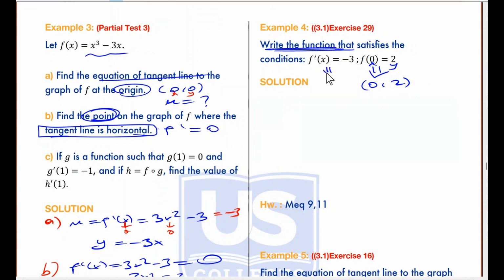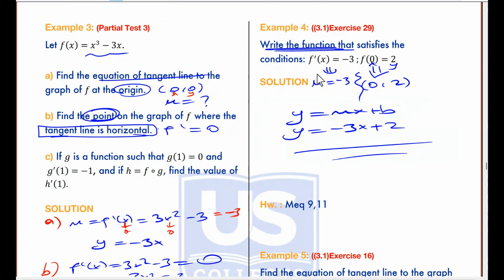So what does this derivative represent? That derivative represents the slope. So my slope is given as negative 3. So I know my slope, I know my point, so I can write the equation. It's the y-intercept, by the way. I will use the y equals mx plus b form. So y equals m, which is negative 3, x plus b, 2. So that's my equation. It's pretty simple when you know what the question means. Okay, so this gives you the point, this gives you the slope.